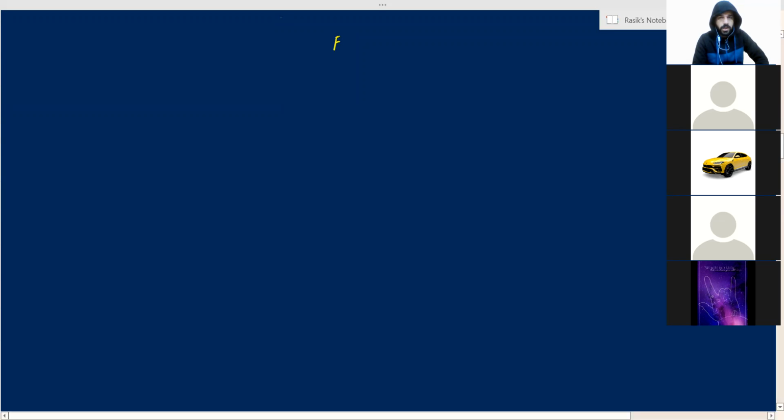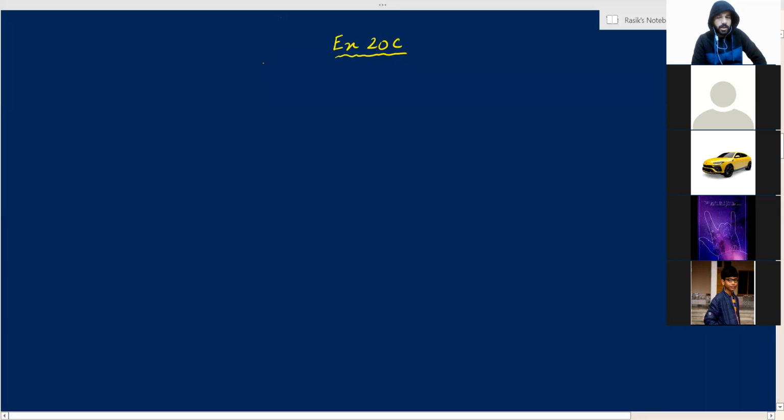Okay, so we will quickly finish exercise 20C and then we will move on to 20D. Section C students, this will be an area revision for you. You can do these questions again in your rough copy if you want, or you can do them in fair also. It's your choice. Wherever you like, you can do these questions, rough or fair.